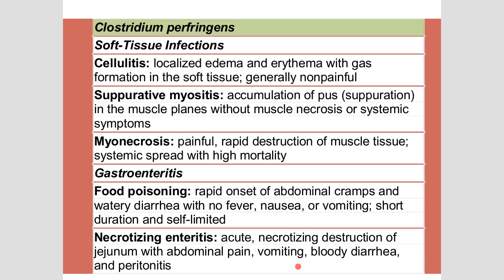And if it punctures the intestine, because of its invasiveness, it's going to cause peritonitis. It's going to go into the peritoneum. So these are some of the effects of Clostridium perfringens in terms of the disease they cause.